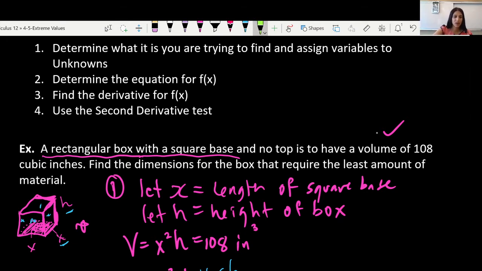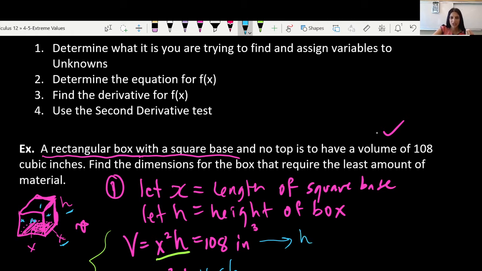So I know that I'm going to be working with these formulae, I guess I could say. And if I take a look at both of these formulas, I have an x and I have an h. So I know that it's easier for me, or I kind of have to, get it down to only working with one variable. Although I have options of how I can do this, when I look at this, I think, okay, if that x squared h is equal to 108, I can isolate for h.